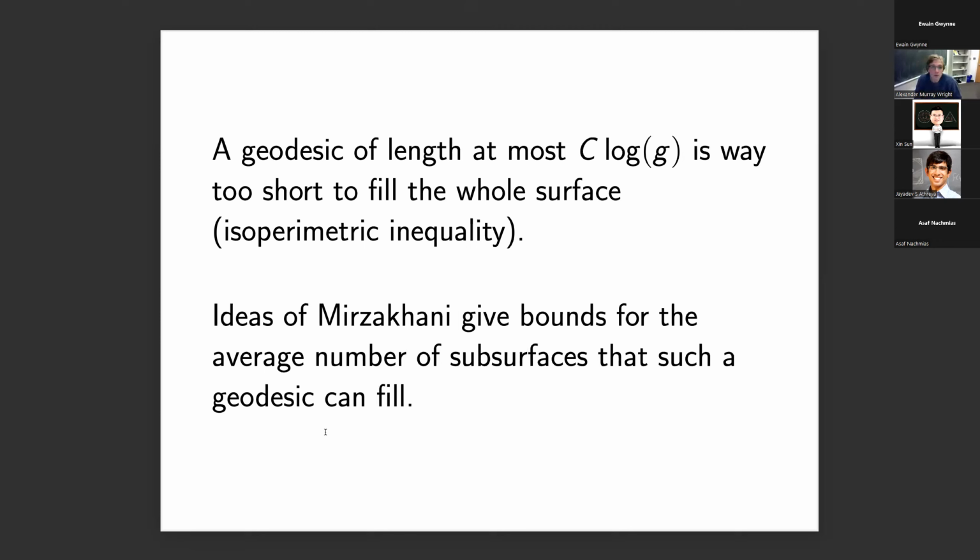Something really important to remember is a geodesic of logarithmic length scale is way, way, way too short to fill the whole subsurface. And this is a very easy consequence of the isoperimetric inequality in the hyperbolic plane. You just apply it to each of the polygonal regions in the complement. So geodesics of this length scale don't have to be simple, but they also can't fill the whole subsurface. So they're of this sort of intermediate complexity.